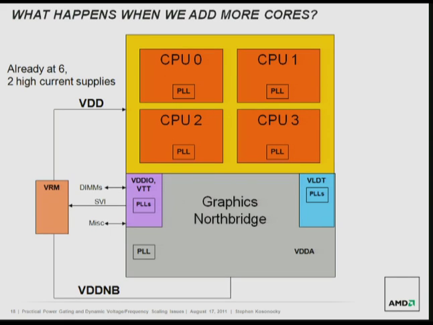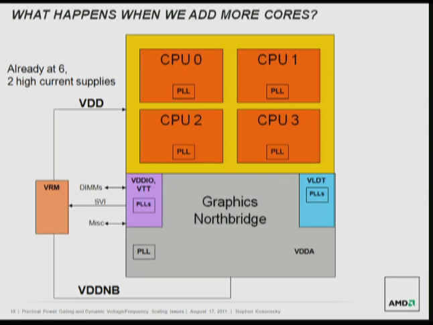So what happens when we have more cores? So far we're looking at 4 cores, graphics. We're already at 6 supplies, 2 high current supplies. We have a VDD supply that services the 4 cores. We have a VDD-MB supply that services the graphics North Bridge. Then we have some miscellaneous supplies like IO, VTT, and VDA that are used for special functions, analog, and the PHYs.